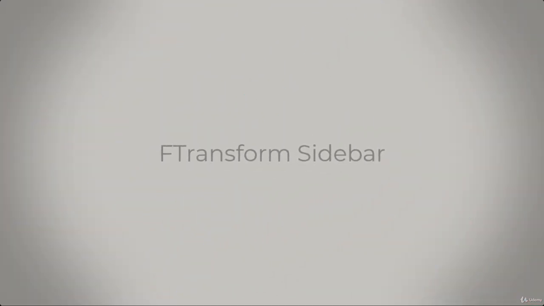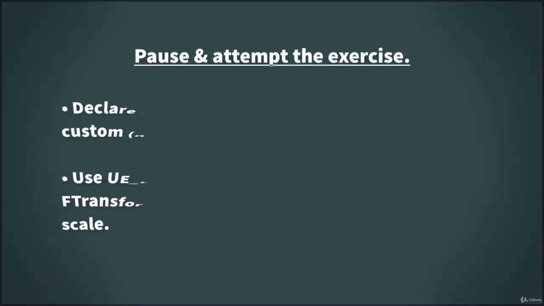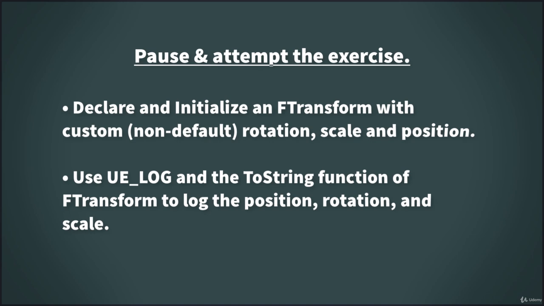Okay, so at this point we've seen how to use the log, the UE log, and we've also seen the FTransform. Now as an exercise, I'd like you to go and look at the documentation or some of the helpers for the constructors that you have with the FTransform. And so then I'd like you to go and declare an FTransform and initialize it. So not just the location as we have done it previously, but all of the variables.